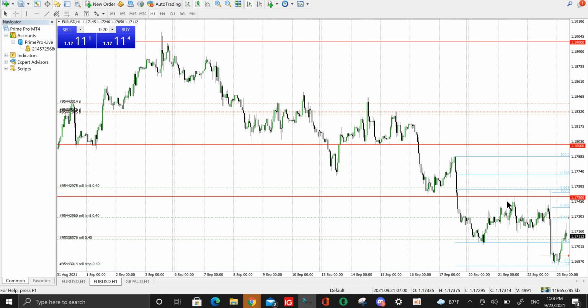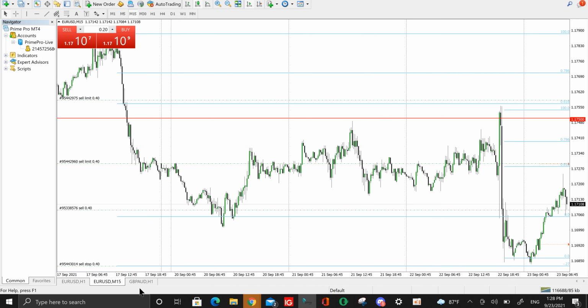I do not see it going past 1.1785, 1.1800. I don't see it going past that today. That would definitely change the narrative for the week if it does. At the moment, let's just wait and see. I'll get back to Euro USD in a moment.